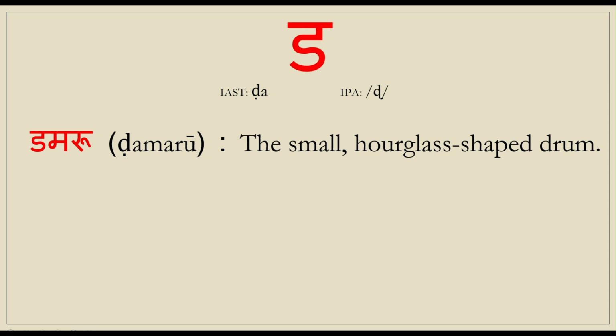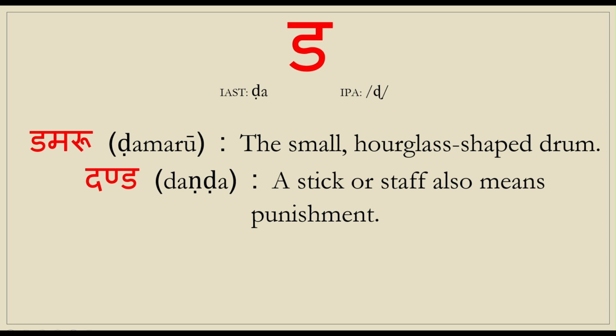The word daṇḍa, which means a stick or staff, but also means punishment, because just like a royal scepter, the daṇḍa had authority to give punishment to someone in ancient times. So this was the word for both a staff or a stick and also for punishment.